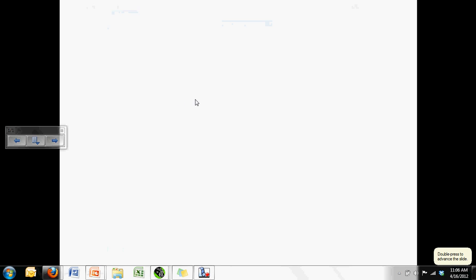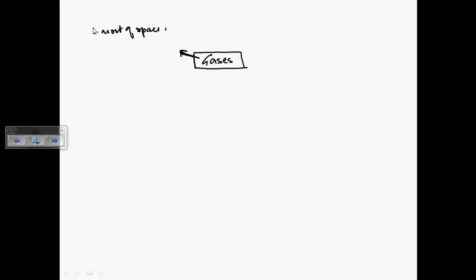So gases are a state of matter, and they have their own special nature. And gases' nature is that they are made up of small particles, and there's a big space between particles. So most of the space in gases is empty.